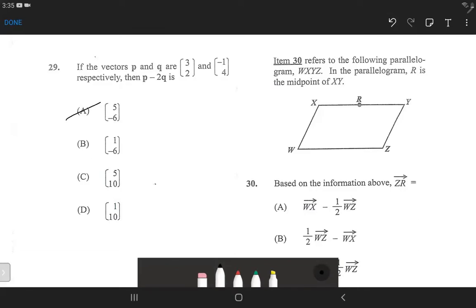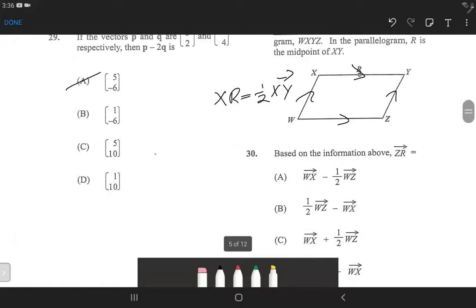Item 30 refers to the following parallelogram. Notice that this and that have to be the same, this and that have to be the same. So we have that in any parallelogram, R is the midpoint of XY, so that means XR is a half XY, right away, because it's the midpoint. Based on the information, they want to know what ZR is.